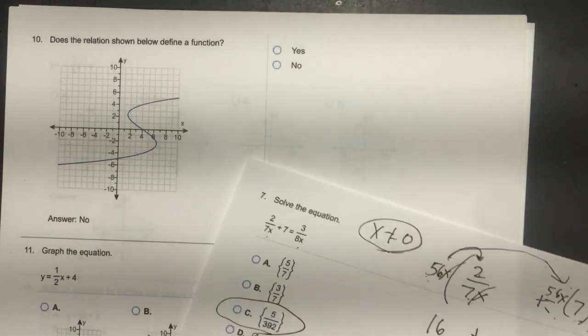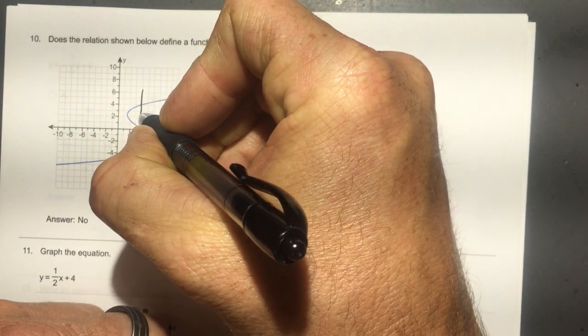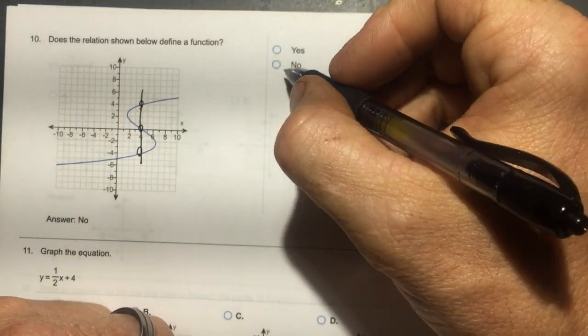Okay. What about this one? Does this one show a function? Well, look here. If I draw a vertical line right there, I'm going to hit it 3 times. You can't hit it but once. So this is no.